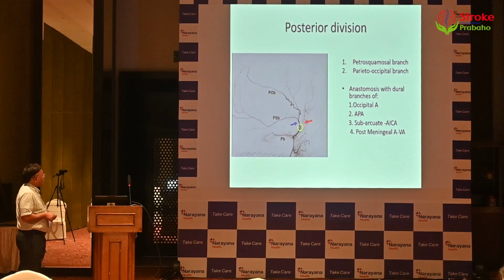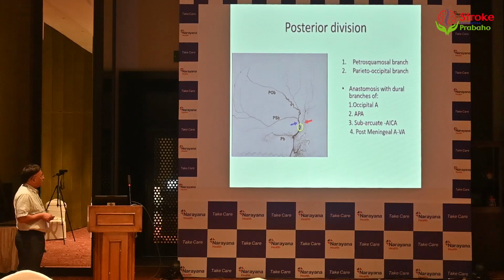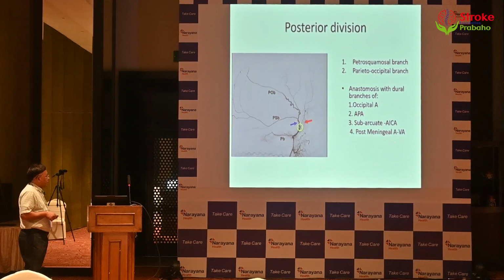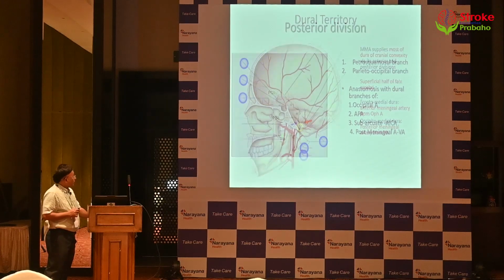Coming to the posterior division, it has the petrosquamous branch and the parieto-occipital branch, and this division of the middle meningeal artery anastomoses with all the posterior branches of the ECA. There are the occipital artery and the ascending pharyngeal artery, but at the same time it also anastomoses with the subarcuate branches of the ICA and the posterior meningeal artery of the vertebral artery. So these are all the connections of the posterior division of the dural artery, and you have to be very careful even with these anastomotic channels.